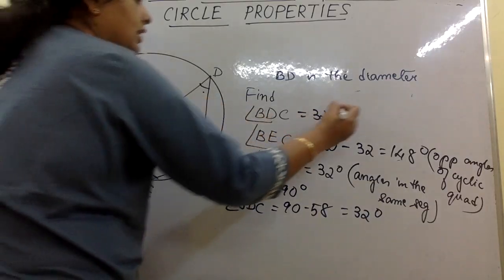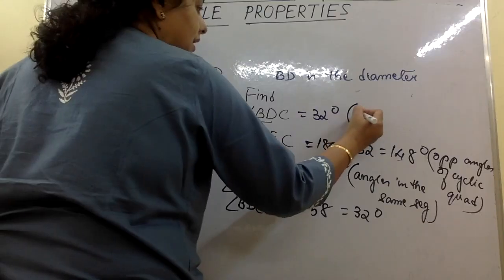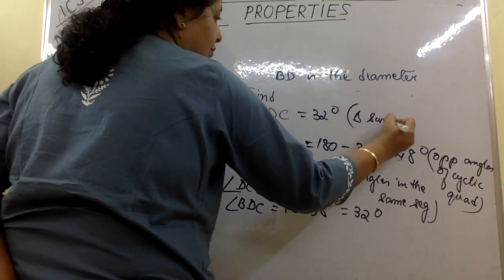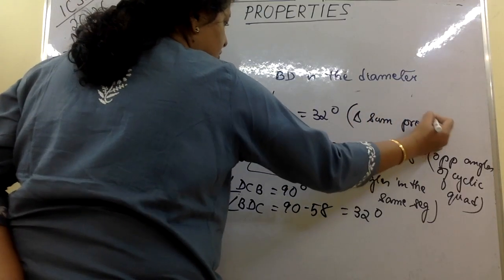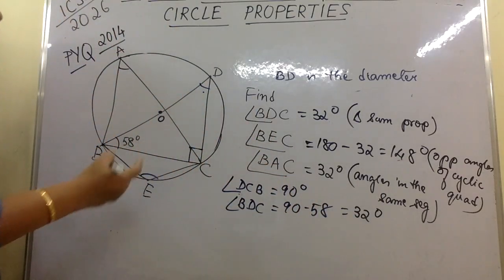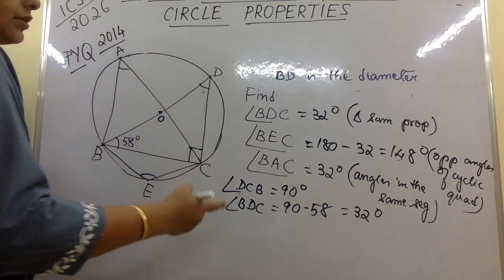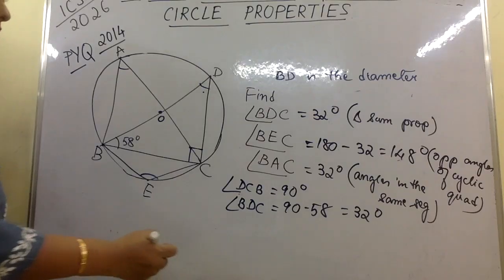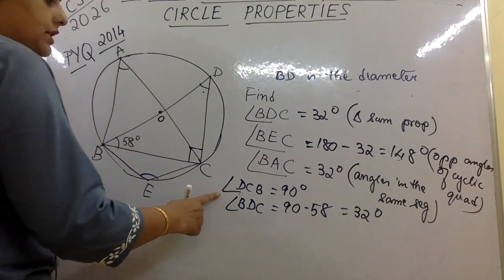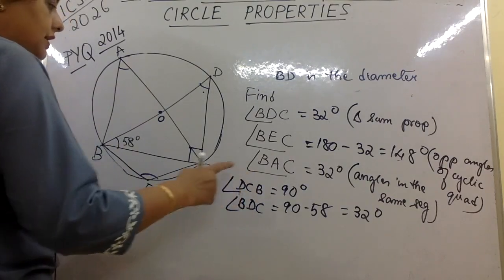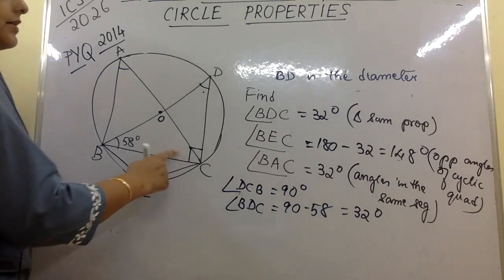For BDC, you can actually write triangle sum property. You can say triangle sum property, but before that you should show this calculation. So here when you say angle DCB is equal to 90 degree, you can also say angle in a semicircle.